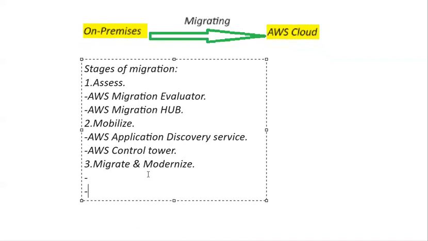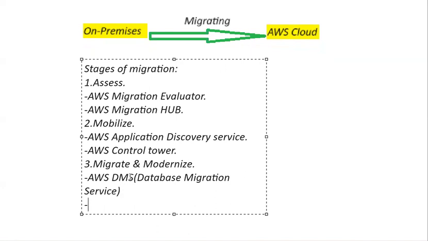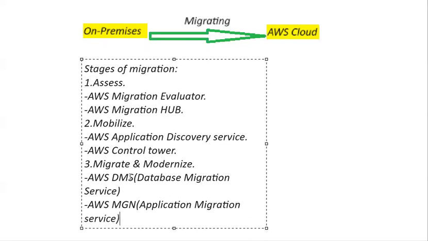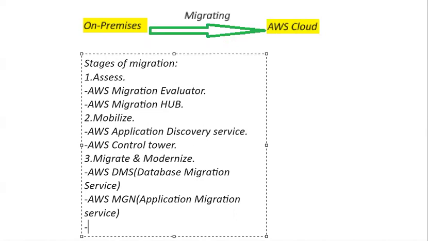In order to migrate, you have a lot of services. If you want to migrate only databases, you have DMS. What is this DMS? It is Database Migration Service. Let's say you want to migrate your application. For that, you have the MGN service. What is that? Application Migration Service. Like that, you have multiple migration services.